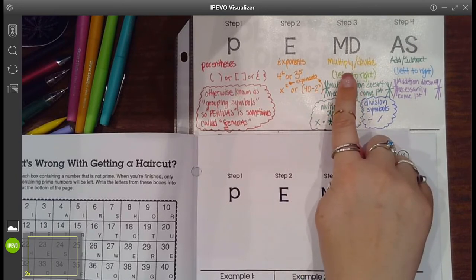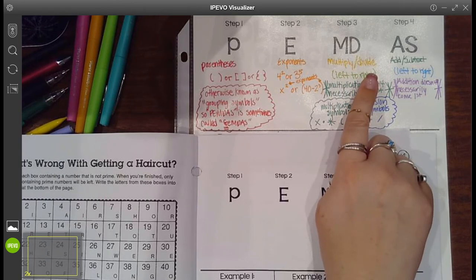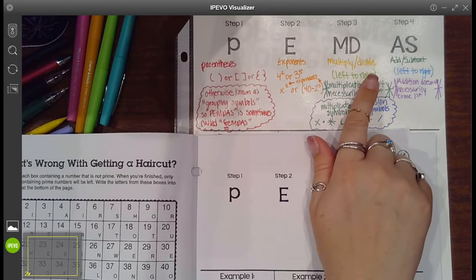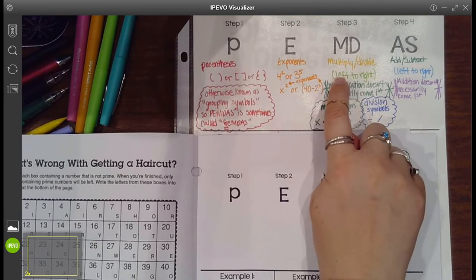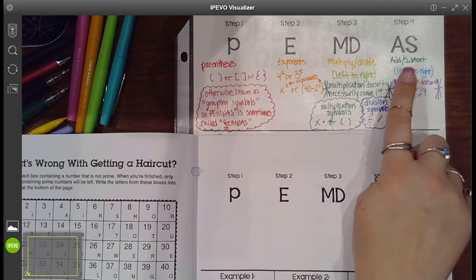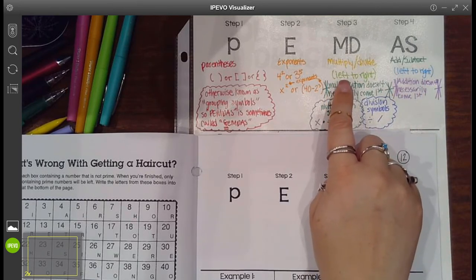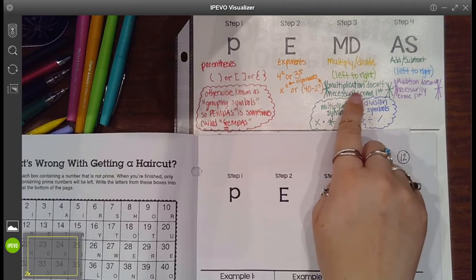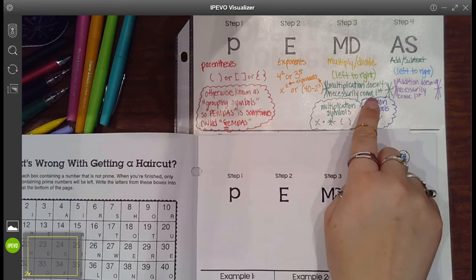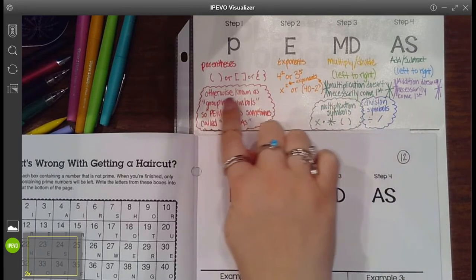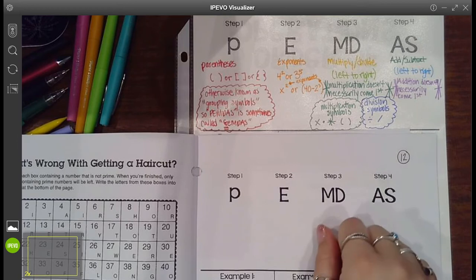M and D stand for multiply and divide. Here's the tricky part though. You don't always multiply before you divide. It's you multiply or divide before you add and subtract. But when deciding between multiplying and dividing, you go from left to right. So multiplication doesn't necessarily always come first. It's whatever came first when reading from left to right, just like you read a sentence.